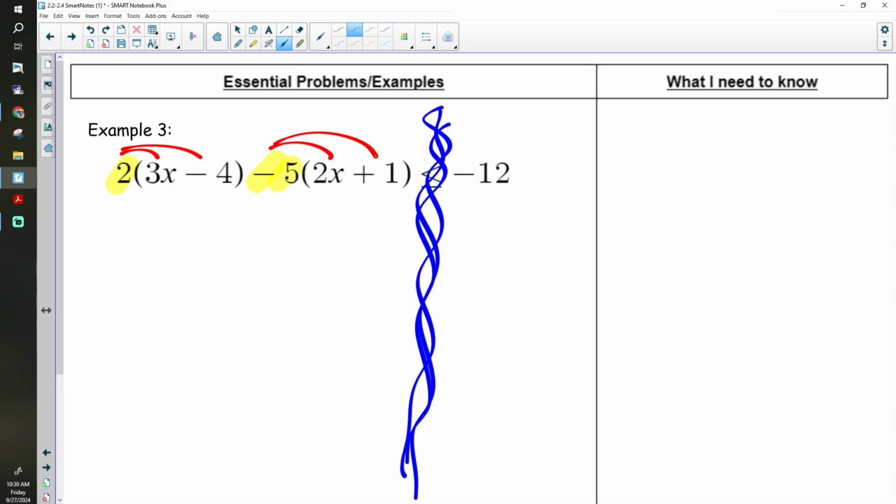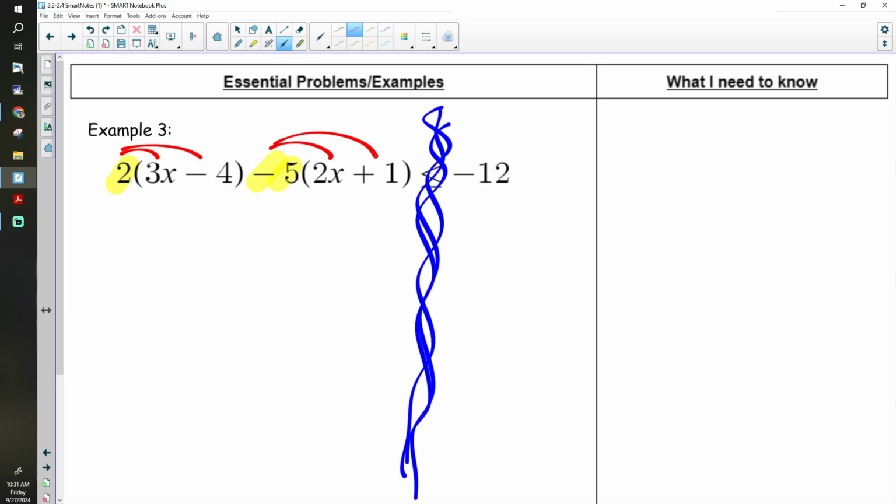Do your distributing. Multiply, multiply. Be careful of your negatives. I know some kids like to do it like this. We can do that, that's fine, as long as you know. Multiply, multiply. Rewrite it right underneath, nice and neat.